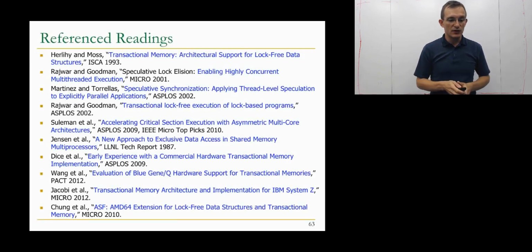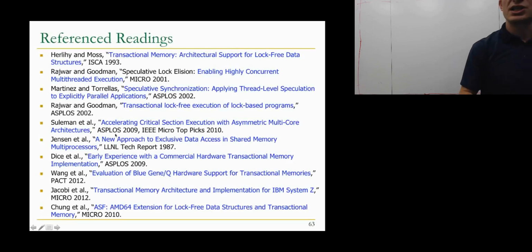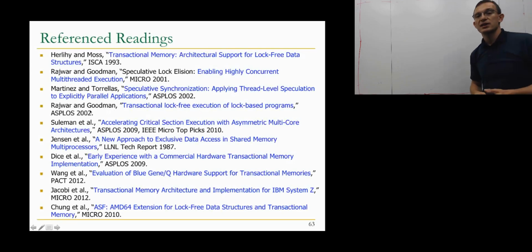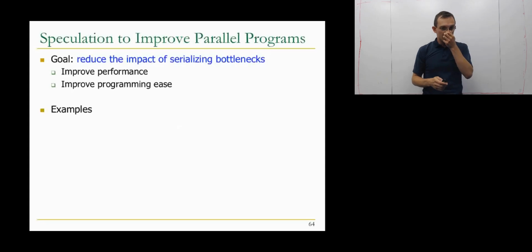These readings start from Herlihy and Moss's seminal paper on transactional memory, and speculative lock elision and speculative synchronization papers, and accelerating critical section execution with asymmetric multi-core architectures, which you've read. The original paper by Jensen et al. introduced load linked store conditional operations, which was a precursor to transactional memory. And a bunch of papers, the last four, are on recent implementations of transactional memory in existing processors by IBM, Sun, Intel, and AMD. We'll cover some of these readings as we go along.